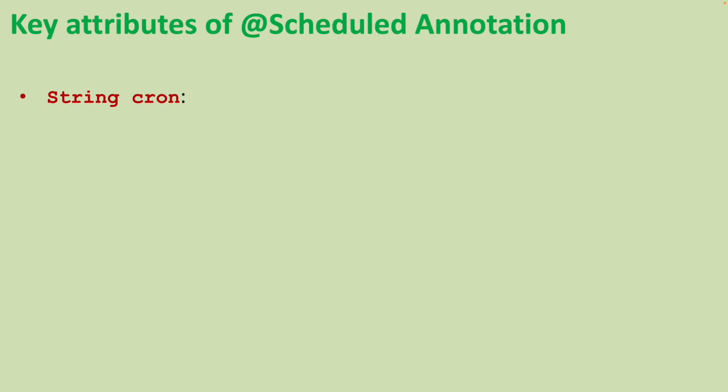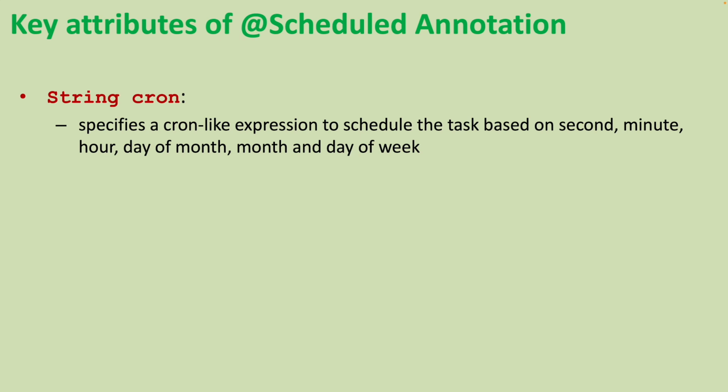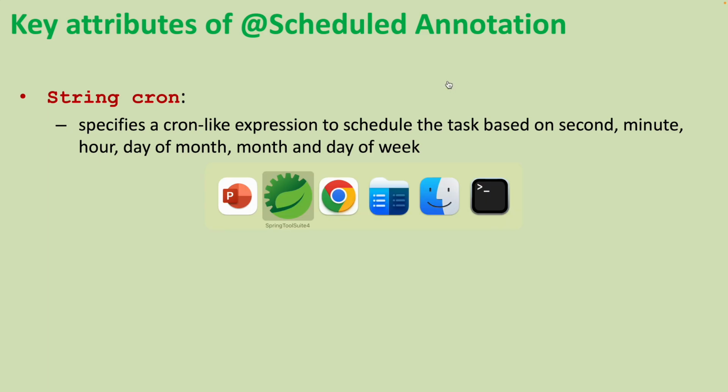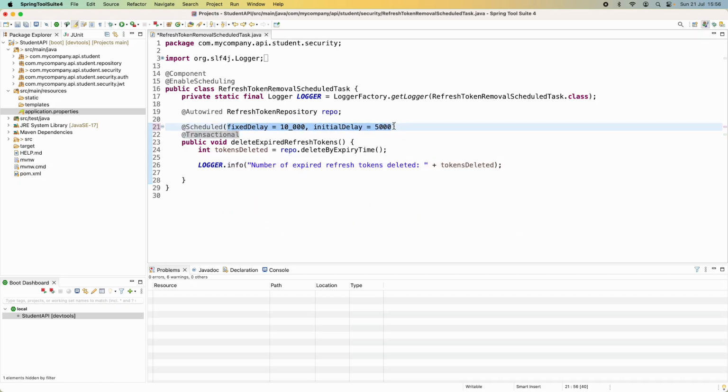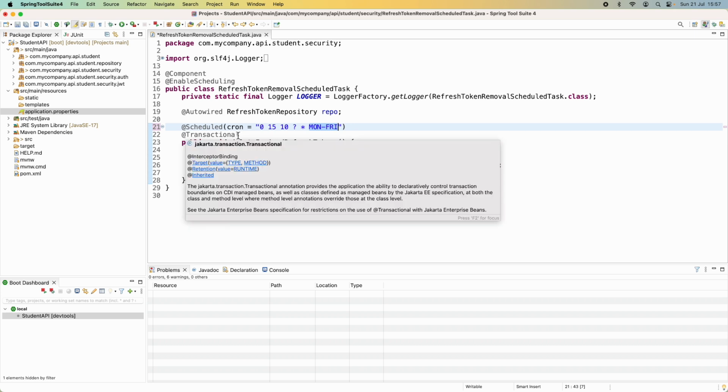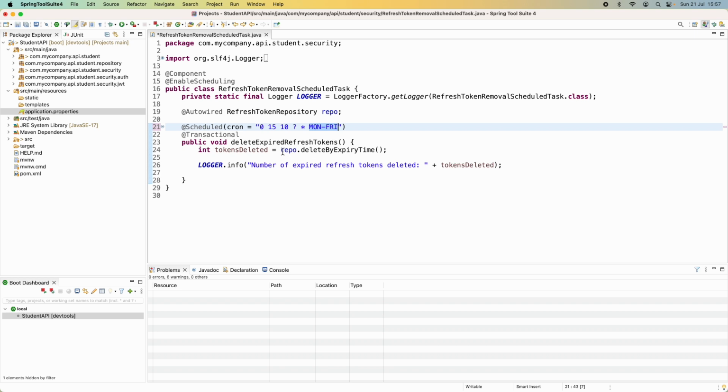And the next attribute of the Scheduled annotation is cron. This attribute specifies a cron-like expression to schedule the task based on second, minute, hour, day of month, and day of week. It is similar to cron jobs on Unix systems. Let me show you an example. Instead of using fixedDelay, I use cron here, something like this. This attribute specifies that this task will execute at 10:15 a.m. every weekday from Monday to Friday, except weekends. So using the cron attribute, you can schedule tasks more specifically and in a more advanced way. Depending on the need, you can use fixedDelay, fixedRate, or cron. Okay, let me come back to fixedDelay.